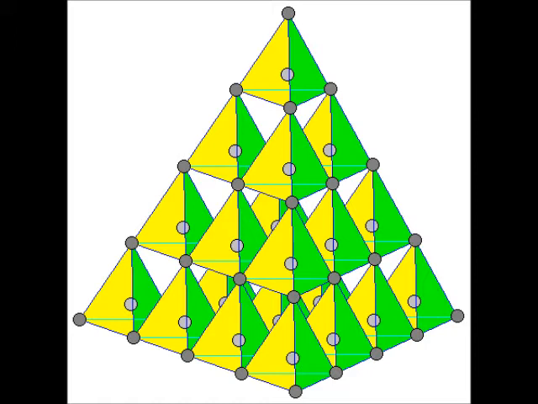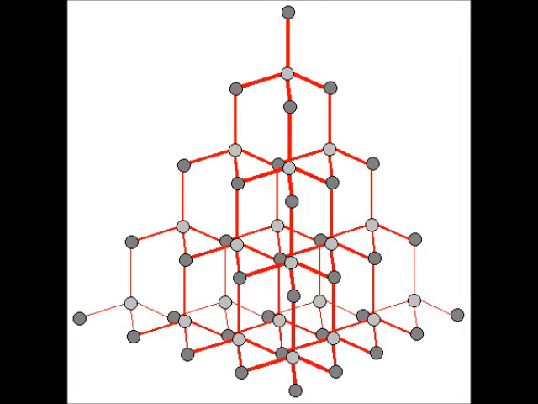The carbon atoms at the corners of the tetrahedra are dark gray. Those in the middle are light gray. This one is the diamond structure showing the carbon-carbon bonding. As we can see, the bonds closer to the viewer are shown thicker.